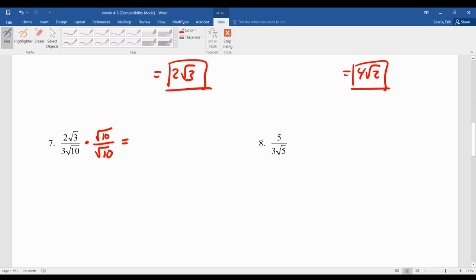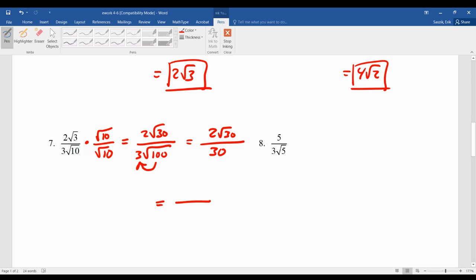But a little bit more involved. Again, invisible 1 here. So 2 times 1 is 2. And then you get root 30. And down here you have 3 times this invisible 1 is 3. Root 10 times root 10 is root 100. Now the top doesn't change in this step. Remember, square root of 100 is plain old 10. Comes out and turns that 3 into 30.